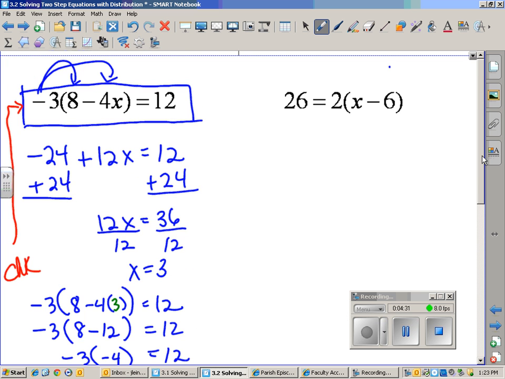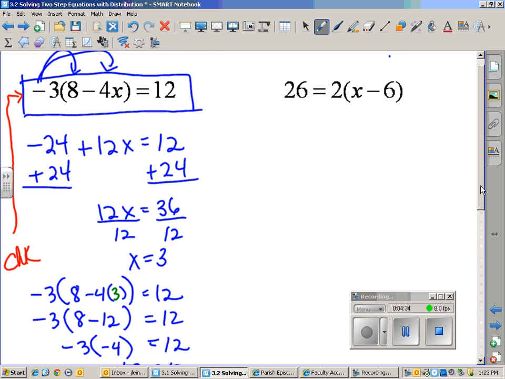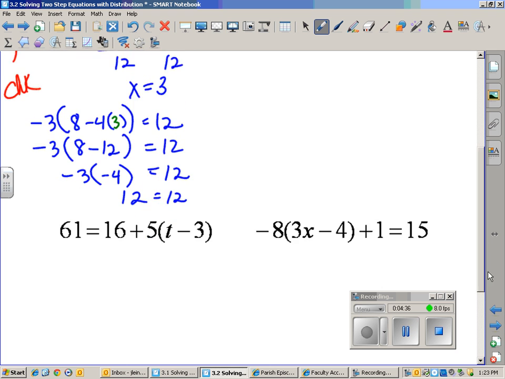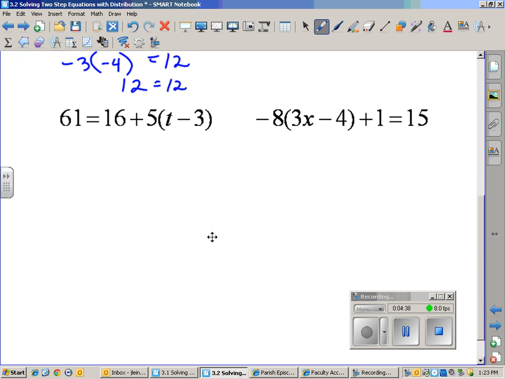All right, I'll leave this next one for you. It looks pretty easy. Let's go down where we actually have to collect some like terms after we distribute. Box it up.